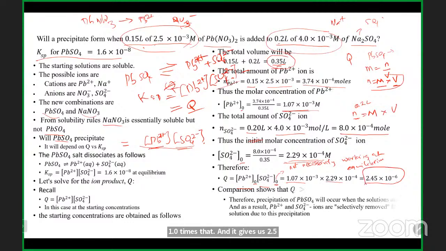Now we need to compare this to our Ksp, which is 1.8 times 10 to the minus 8. 2.5 times 10 to the minus 6 is greater than 10 to the minus 8. So it means precipitation will occur, following the rule: Q less than K, no precipitation. Q greater than K, precipitation. Q equals K, we have a saturated solution.